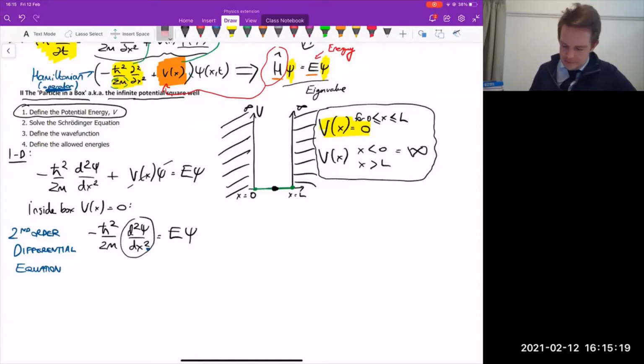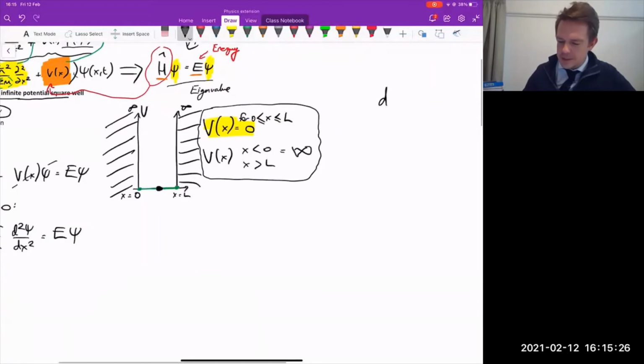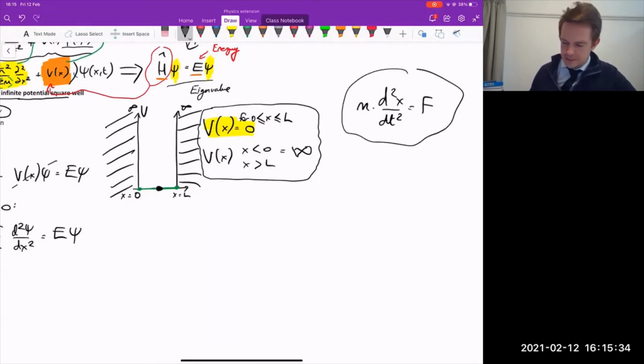Those of you who've done Newton's second law, i.e. all of you, have already come across a differential equation, because Newton's second law can be written m d2x by dt squared equals F. So you've already come across these kind of equations without knowing it.